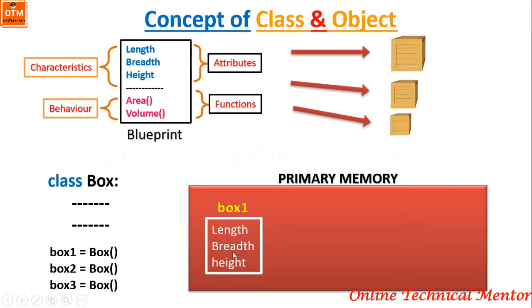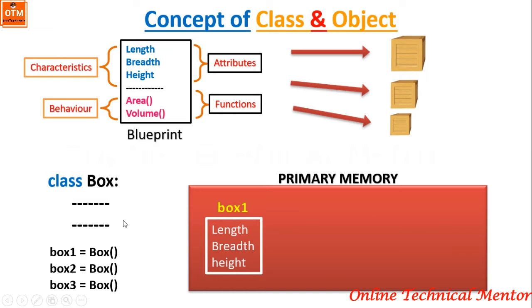So this length, breadth and height as a whole occupies some space within primary memory, and this space is represented by a name which is called box1. In reality, an object occupies space, and in the Python programming language, an object occupies space within primary memory. And this box1 is also called an instance of a class.